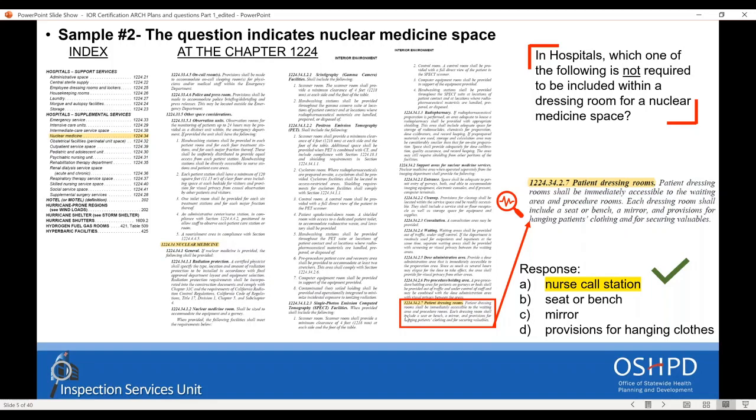So what was the requirement in the code? The nurse call station, that is not required, and that is the answer.